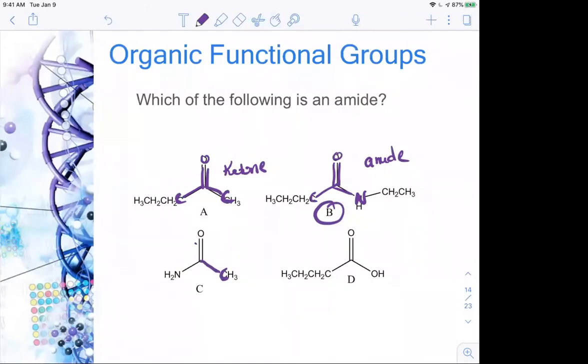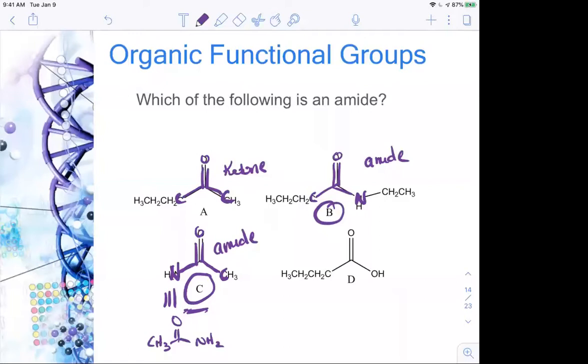Carbon, carbonyl, nitrogen. This is also an amide, right? So this is also an answer. It does not matter which order my carbon is. If I just take this one and flip it over like a pancake, what I'm going to get is CH3, carbonyl, NH2. These are equivalent.